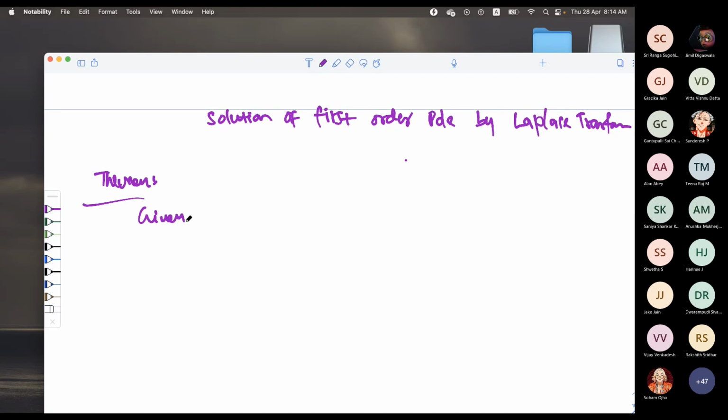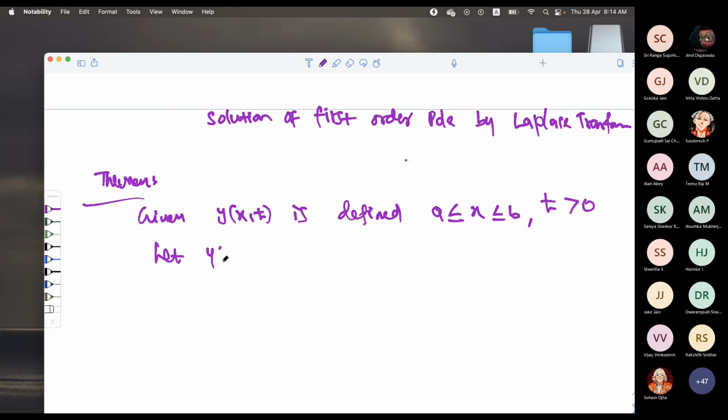Suppose I am given the function y of x comma t defined where a is less than or equal to x less than or equal to b, where time t is positive. Let this y of x comma t be regarded as a function of t, which is of some exponential form.